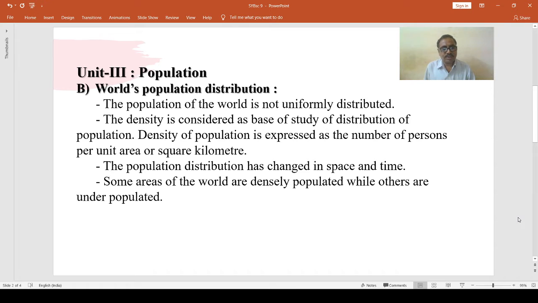Density of population is expressed in terms of persons per square kilometer. The population distribution changes in space and time. Nearly half of the world population is concentrated on just 5% of the land, while about 33% land area is uninhabited. Some areas of the world are densely populated while others are underpopulated.